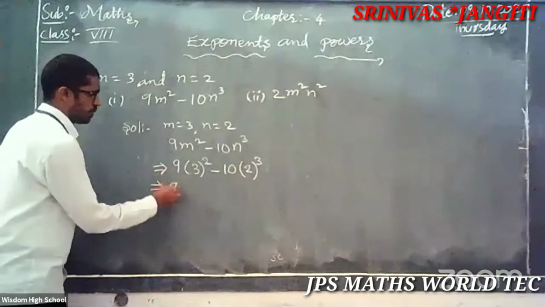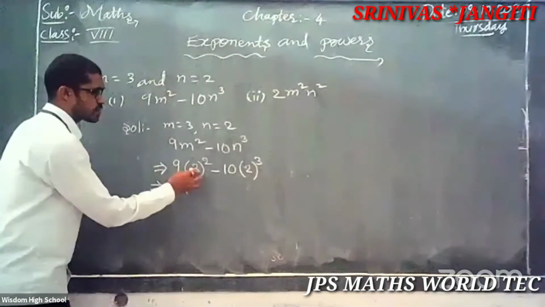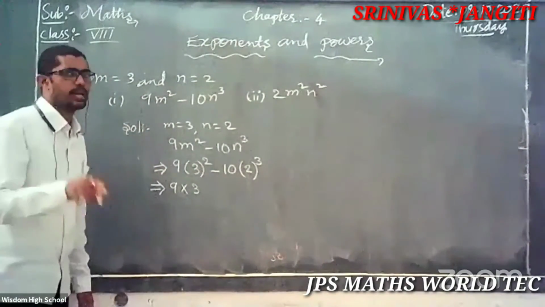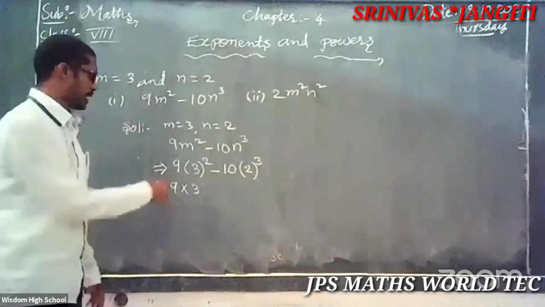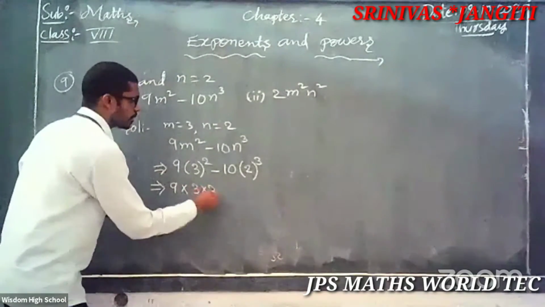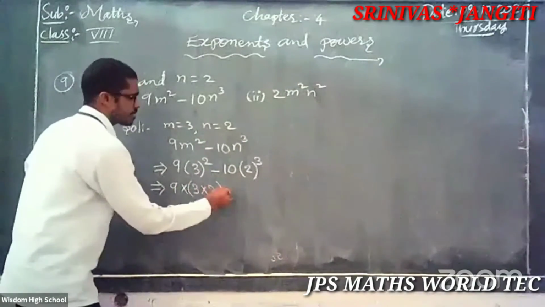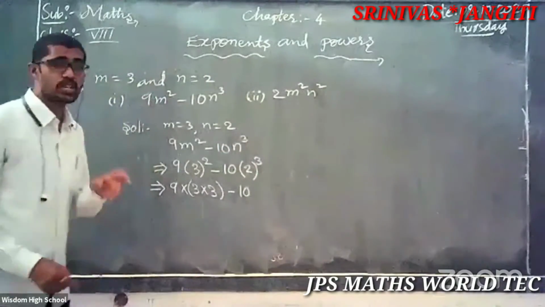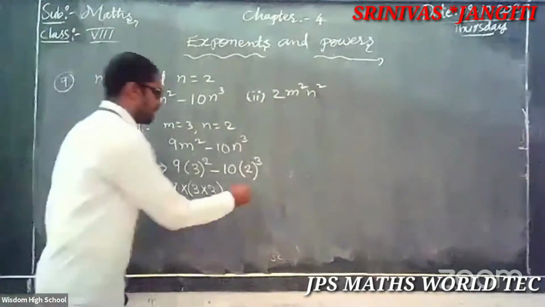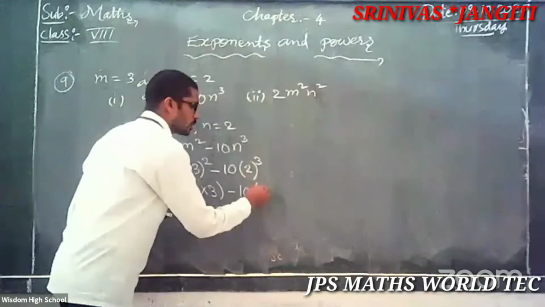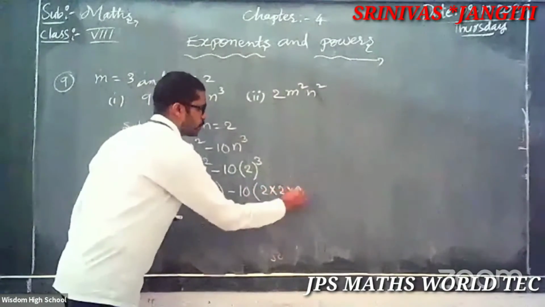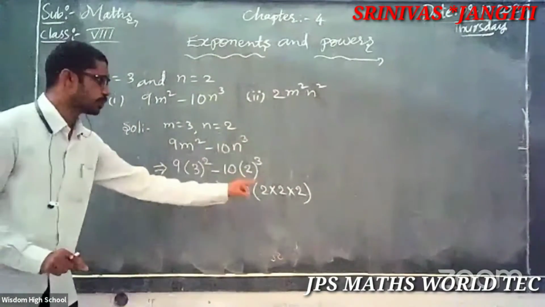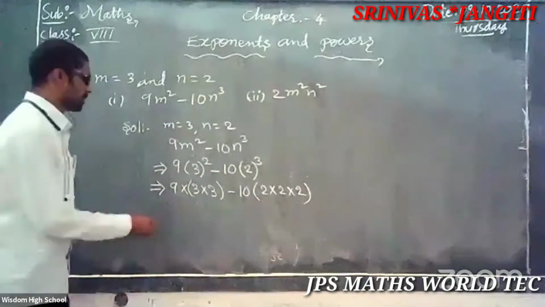Then simplify. It's 9. After that, what is the meaning of 3 squared? Come on, tell me, students. Yes, very good. 3 squared means 3 into 3. Why? Because x squared is x into x. In the same way, 3 into 3. Then after, minus 10, and what is the meaning of 2 cubed? 2 is how many times? Yes, 3 times. So 10 into 2 into 2 into 2. Because 2 cubed means 2 into 2 into 2. Is it clear?